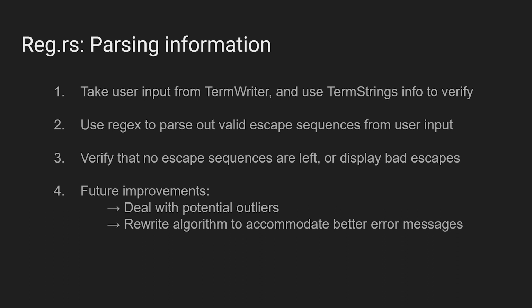The Reg.rs module is where we look at the user input obtained from TermWriter and the list of escape sequences found in TermStrings, and we compare them to verify that all escape sequences in the user input are valid with respect to the chosen terminal. Our first step uses Rust's regex crate to look at both the user input and the escape sequences list and remove all valid escape sequences from the user input.